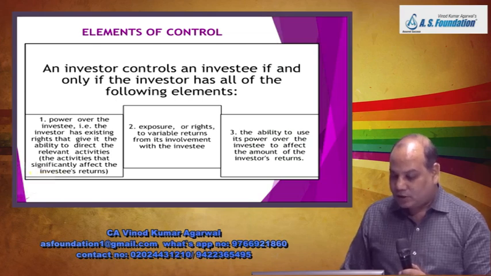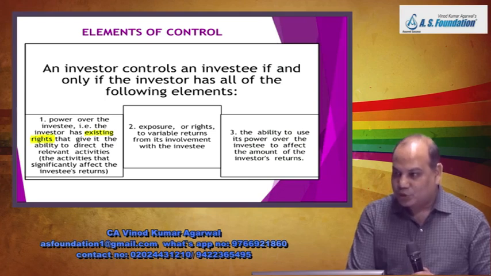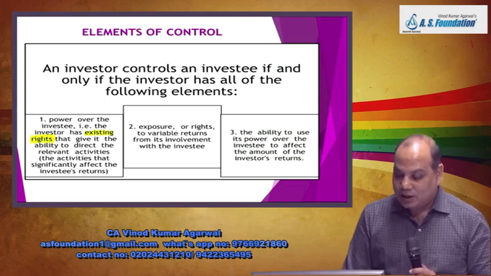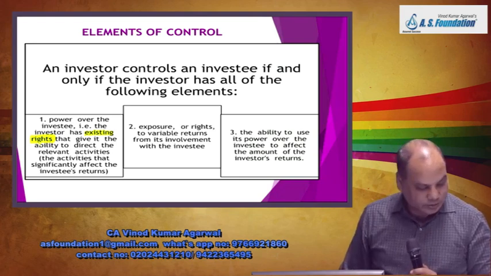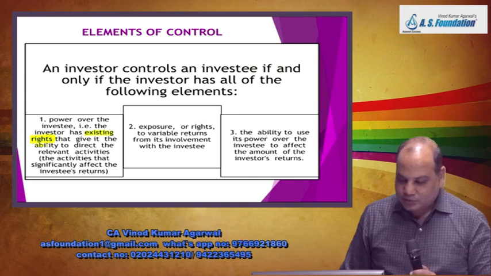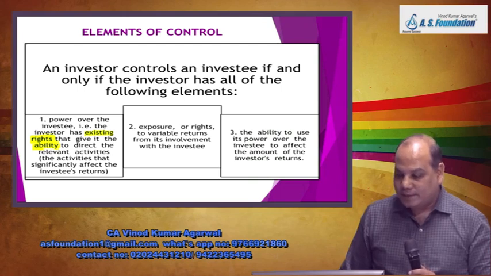Now, from where will the rights come? The right comes from voting power. The right comes from contract. The rights come from potential voting right that gives the entity current ability. Actually, one word I think is missing here. That gives the entity current ability. Current ability means as of now. That means if I want, today I can do it. Current ability to direct the relevant activities.